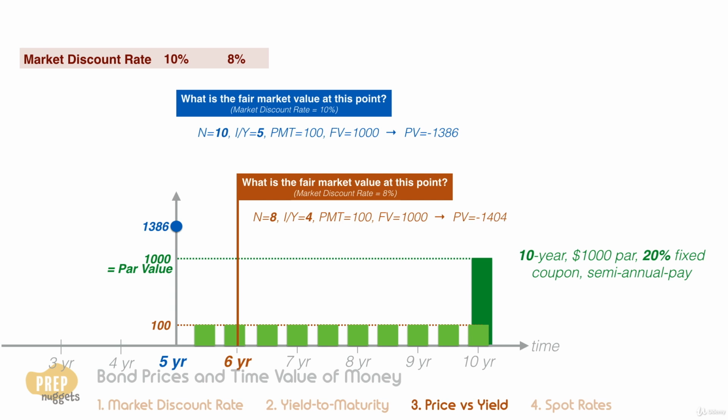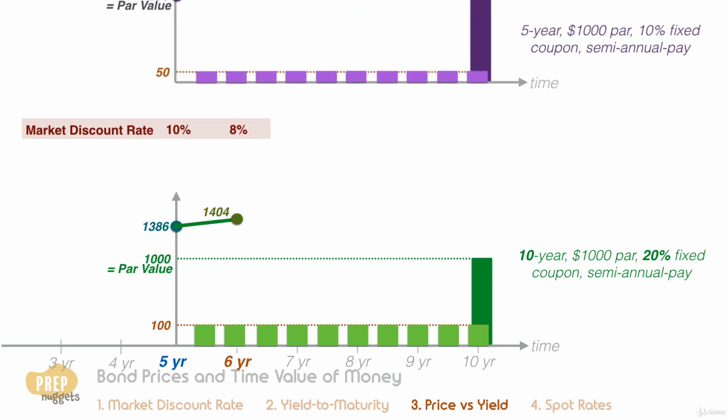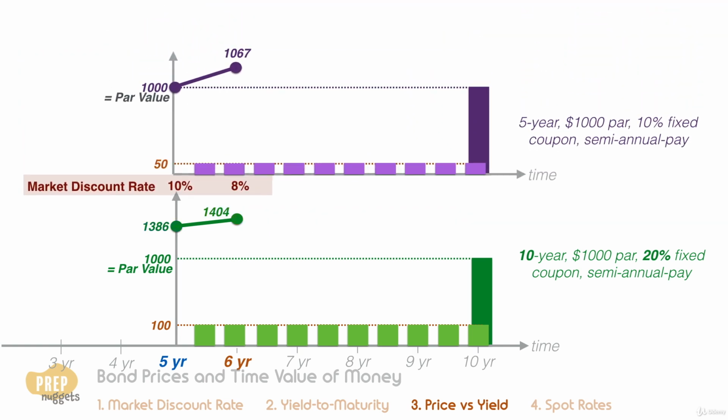maturity and that the market discount rate has dropped to 8%. We get a fair market value of $1,404 for the bond. Now you may have noticed something. For both the 5-year and 10-year bonds, the market discount rate dropped by 200 basis points. In the case of the 5-year bond, the price goes up by 6.7%, whereas for the case of the 10-year bond, the price only went up by 1.3%.